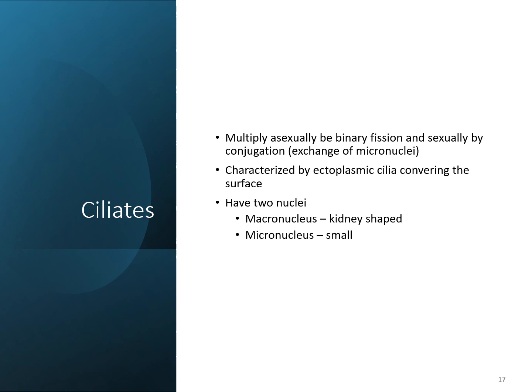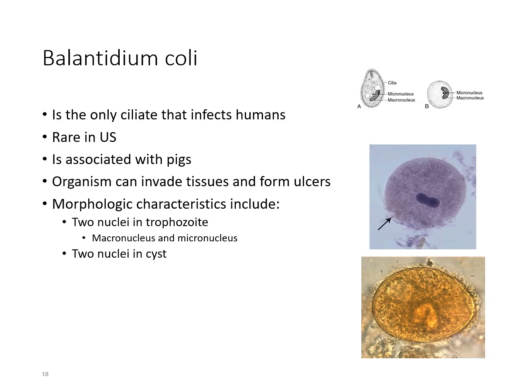there's really only one that we'll discuss as far as being a pathogenic type organism. So this would be Balantidium coli. And with this organism, it's the only ciliate that will actually infect humans. With this infection, it's very rare in the United States, but it is associated with being exposed through pigs that are contaminated with this organism. And what it does is it will actually invade the tissue and start to form ulcers.